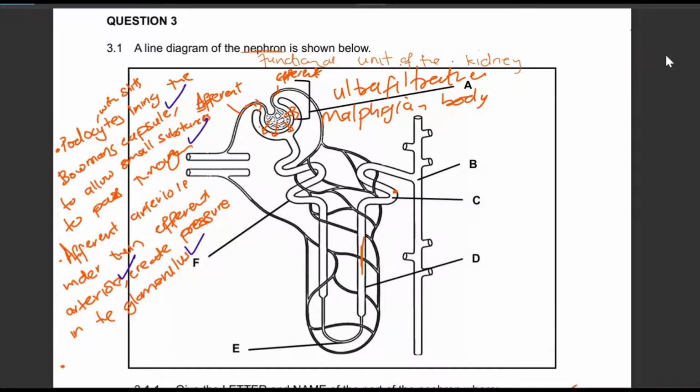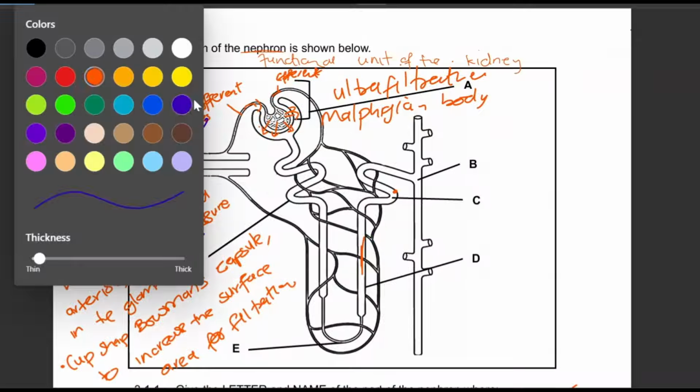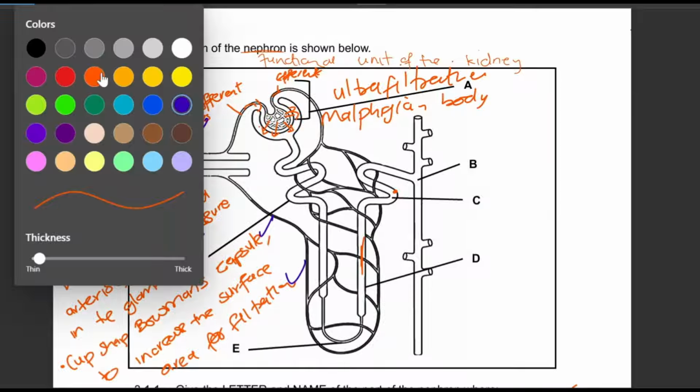The third one that we can speak about is the dense capillary network, or the cup-shaped Bowman's capsule, to increase the surface area. Correct. So the cup shape of the Bowman's capsule is to increase the surface area for filtration. How would that be marked? That's your 6 marks. We're not skipping any question.